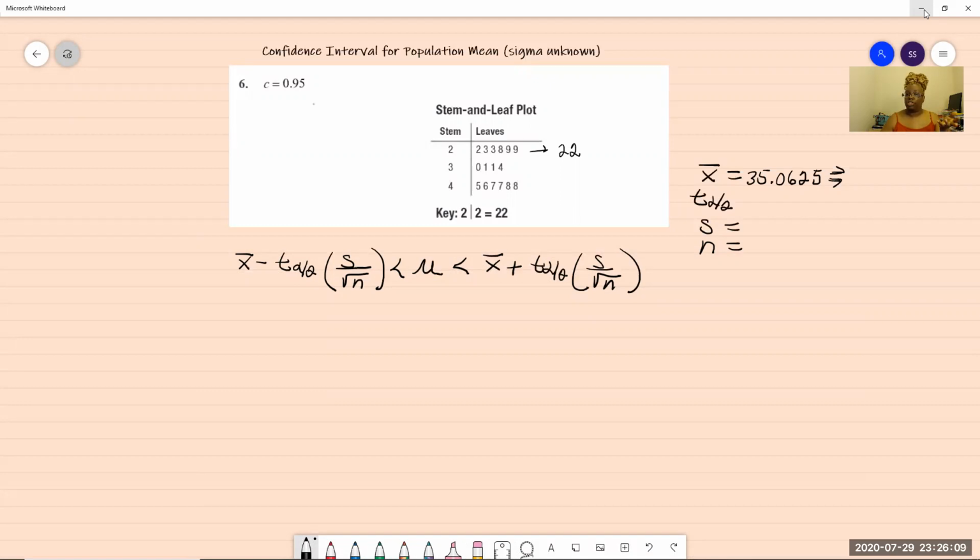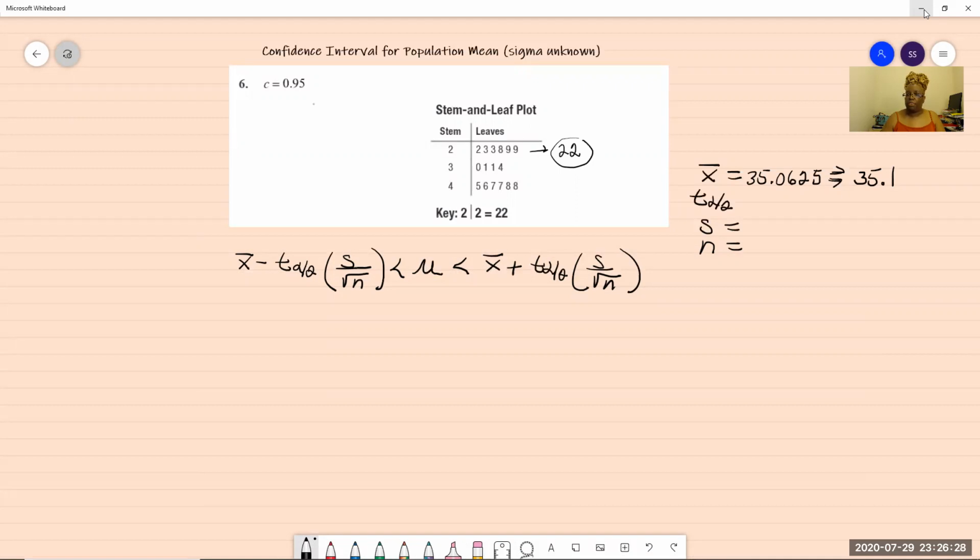Our data has no decimal, so we go one more decimal place than is listed in the data. So what your X bar needs to be to get credit from me is 35.1. Again, this varies depending on what school you're at, who your instructor is, all of those things.